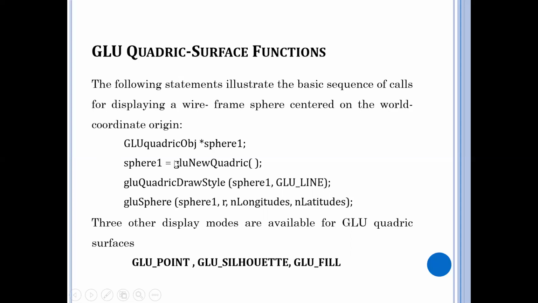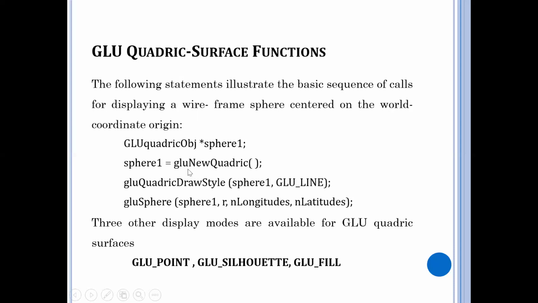Second, I activate the GLU quadratic renderer, and in the third step, I designate the values for the surface parameter. Here, sphere 1 is the name of the object, which is my first step, where I assign a name to the quadratic. So this is the name for us, sphere 1.